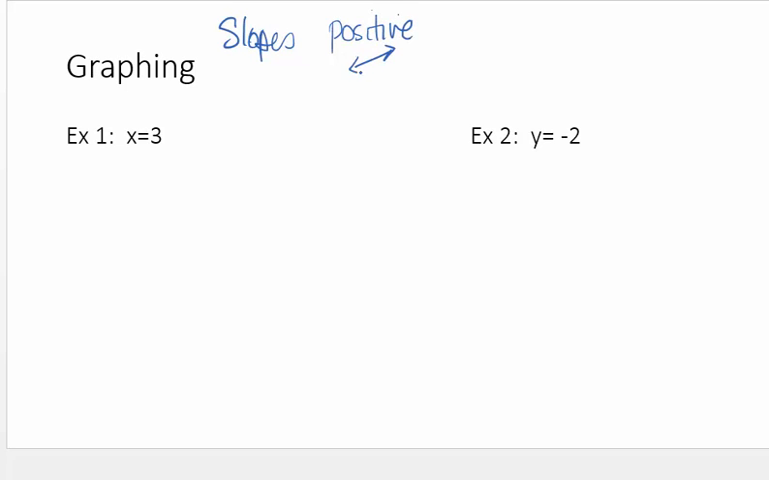goes uphill from left to right. A negative slope goes downhill from left to right. And then there's undefined, that's a vertical line. And then a zero slope is horizontal. Okay, so can you remember that?